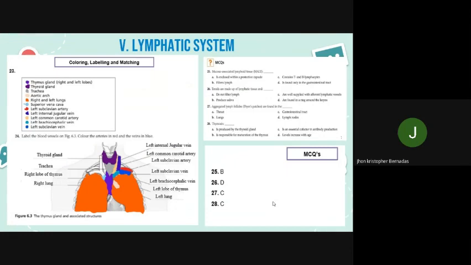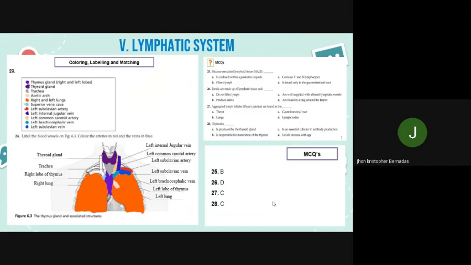For blue, we have left subclavian vein. For sky blue, we have left brachiocephalic vein. For white, we have left lobe of thymus. For orange, we have left lung.